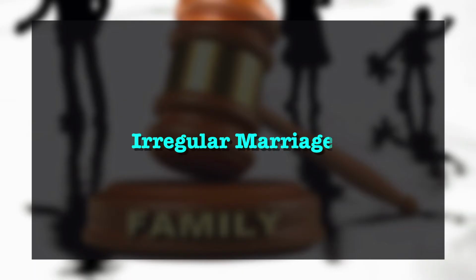Number 3, irregular marriages. A marriage is irregular when there is no permanent bar to the marriage. A union between a man and a woman may either be lawful or unlawful. Unlawfulness may be either absolute or relative. If the unlawfulness is absolute, the marriage is void. If it is relative, we have an irregular marriage.